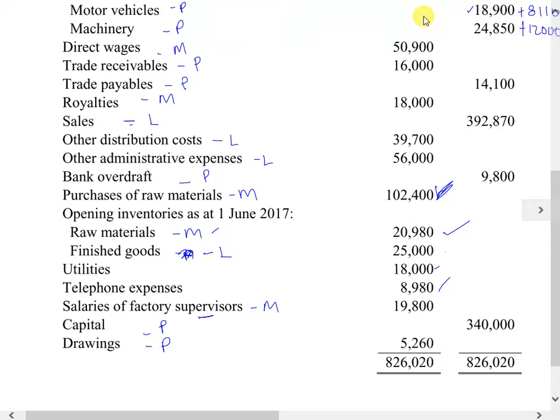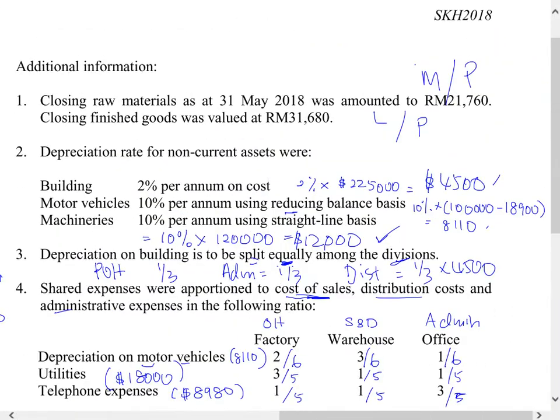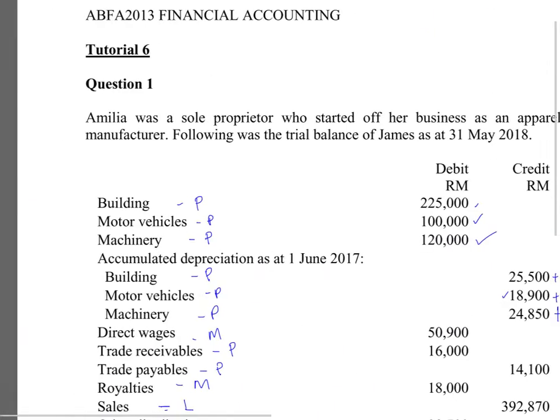You add up these 2, total, less closing. Where do we have closing raw material? Note 1, closing raw material is 21,760. Opening plus purchase plus import plus carriage inward, less closing. What is the name we give to the total? Cost of raw material consumed. Material settled.